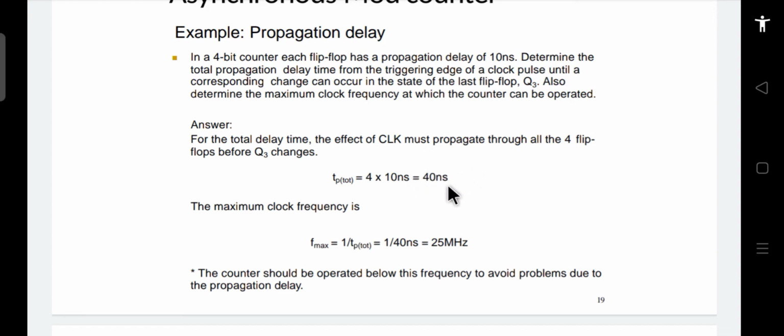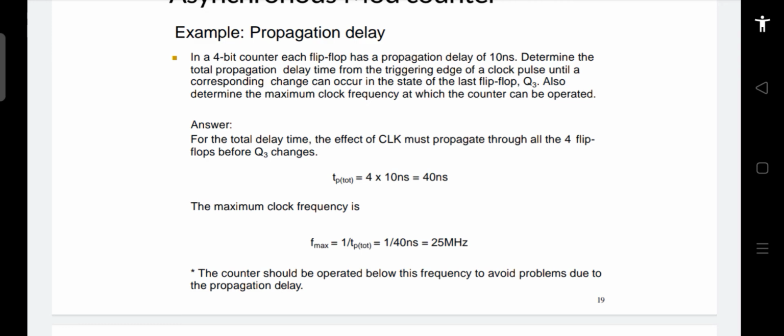So if your cumulative propagation delay in this case is 40 nanoseconds, then you know that the frequency is obviously the inverse of the time period. So the maximum frequency will be 1 upon this total propagation delay. Here in this case you will find the maximum frequency which you can apply to the circuit is only 25 megahertz. So you cannot operate the circuit beyond 25 megahertz. This is how you determine it.